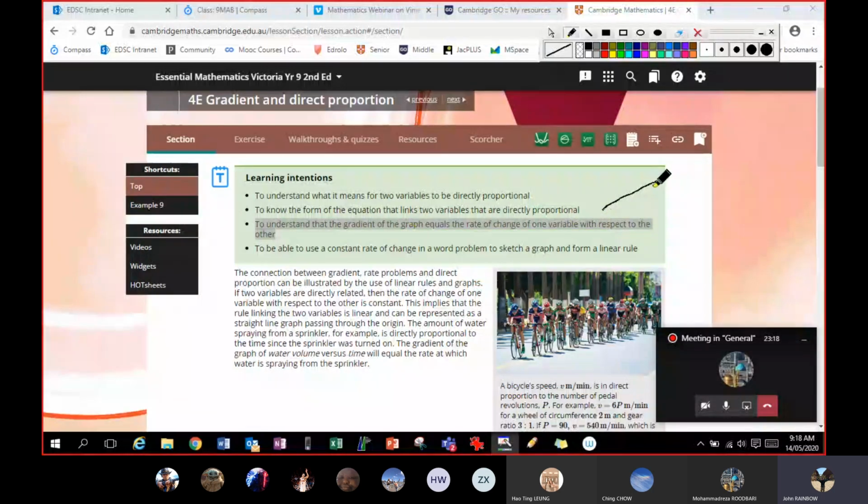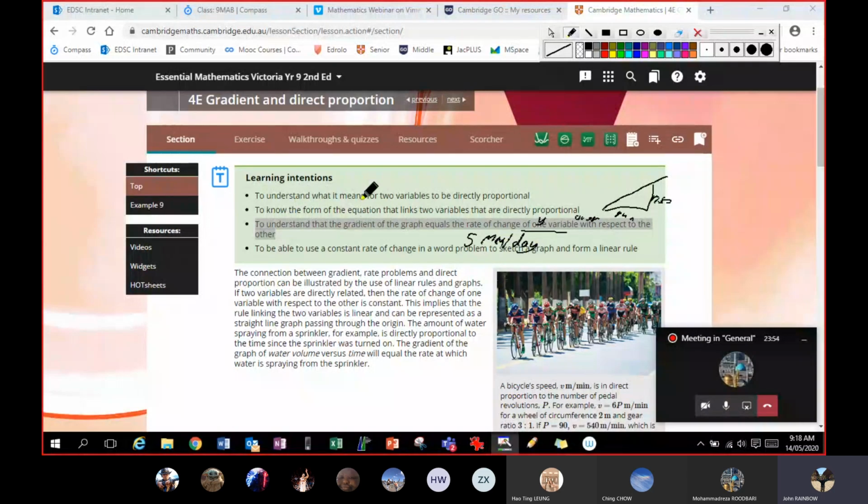So if you do your rise over run, that rise over run would have been 5 and it would have been the rate of change of the y variable with respect to the x variable. So y would be 5 millimeters per day. And that's probably the main key understanding here.